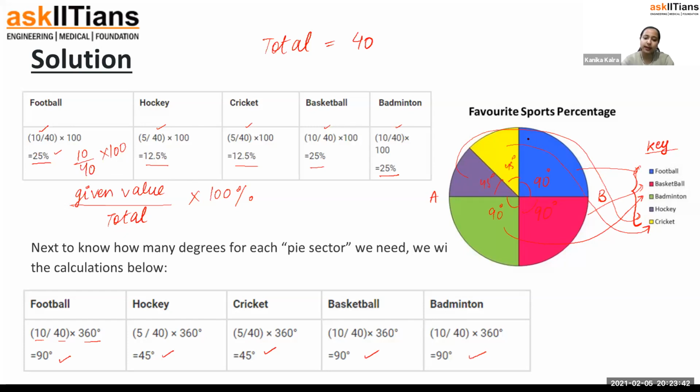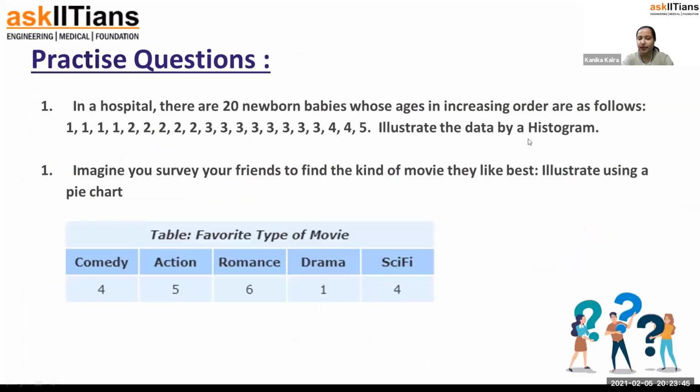All right. Now let's have a look at the practice questions. These questions you can practice at your home as your homework. Try them and try to understand what this actually means. So in the first question, you have to draw the histogram, and in the second question, you need to draw a pie chart. In the first case, the total is given to you as 20, and the data values are 1, 2, 3, 4, and 5. You can easily convert this data in the form of class intervals, starting with 1 to 2, 2 to 3, 3 to 4, and 4 to 5.